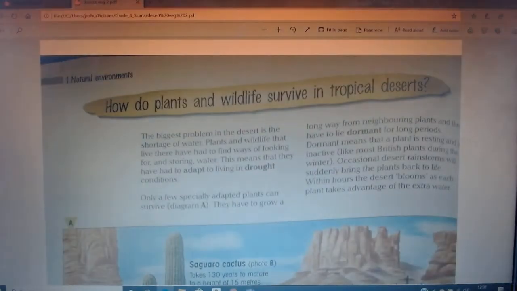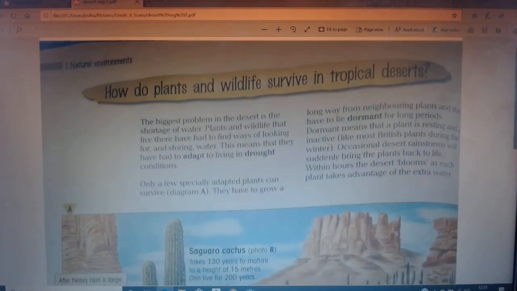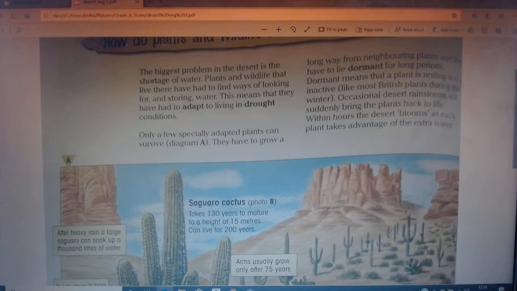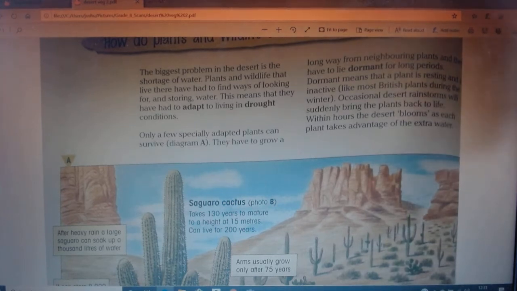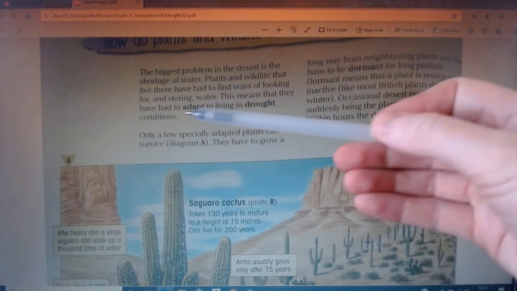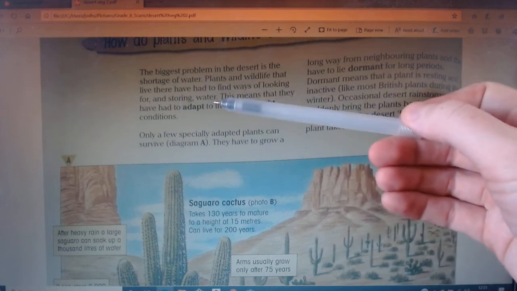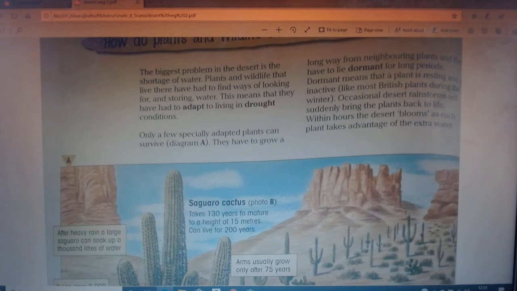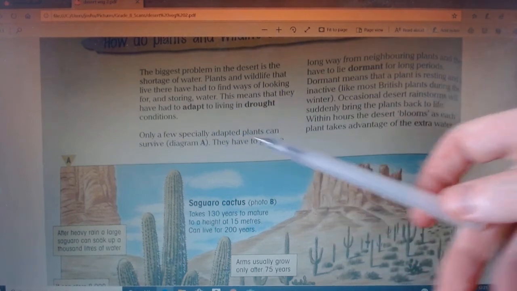So the first worksheet is this one. How do plants and wildlife survive in tropical deserts? I'm going to fly through this pretty quick. The biggest problem in the desert is the shortage of water, obviously. Plants and animals have to find ways of looking for and storing water. This means they've had to adapt to living in drought. Now we've defined drought already. Only especially adapted plants can survive.